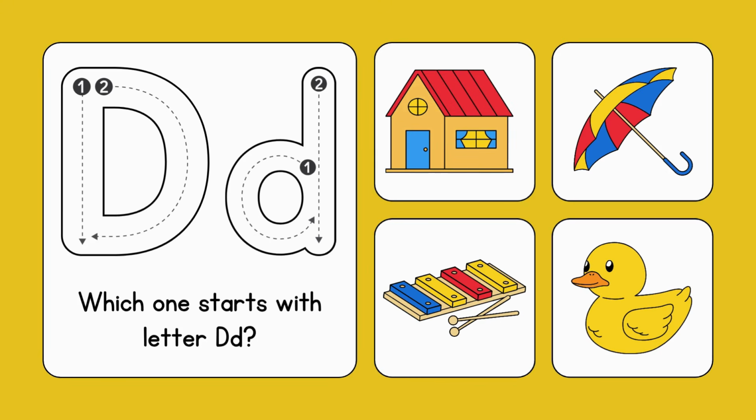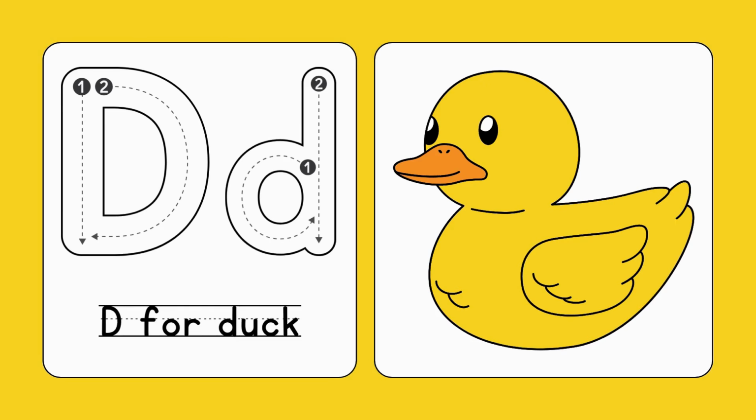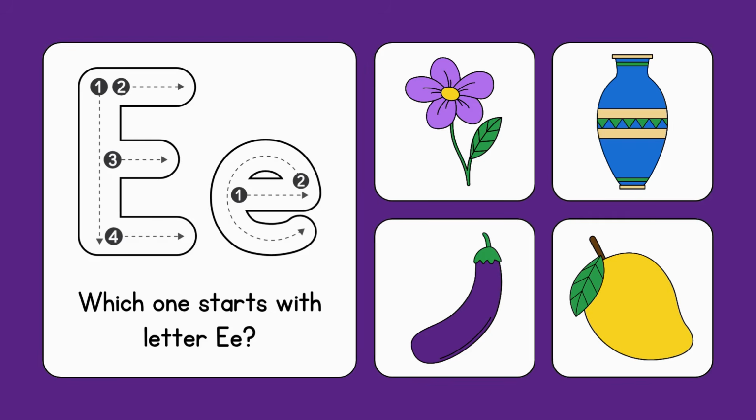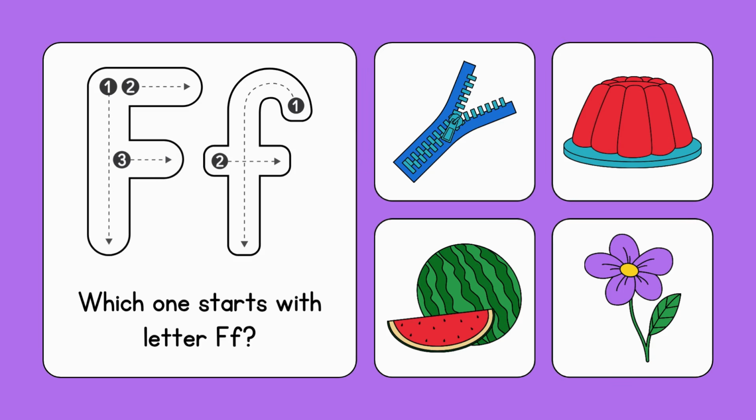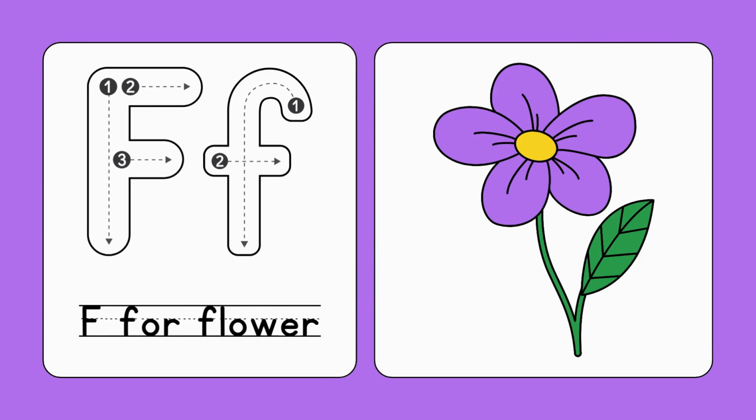Which one starts with letter D? Duck. D for duck. Which one starts with letter E? Eggplant. E for eggplant. Which one starts with letter F? Flower. F for flower.